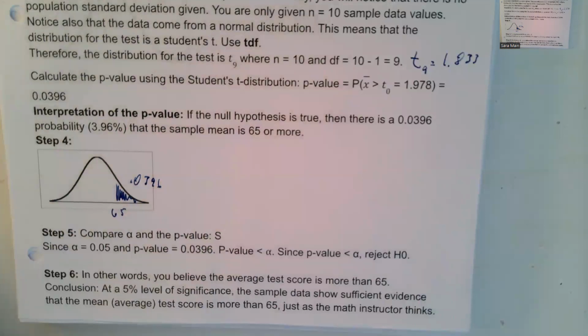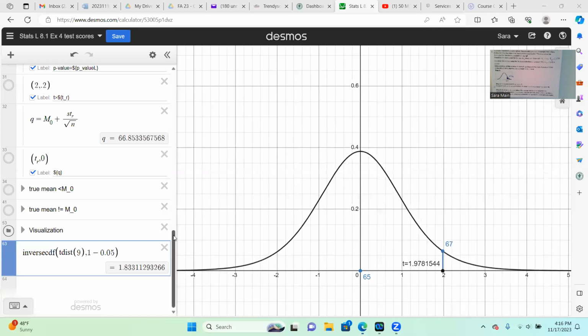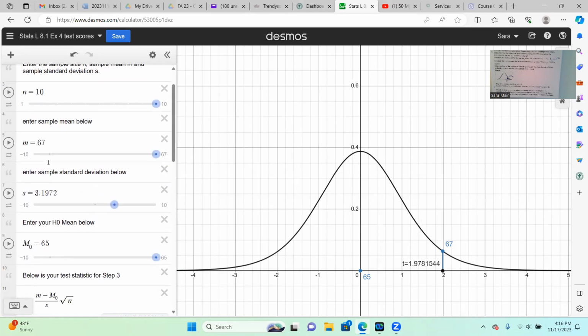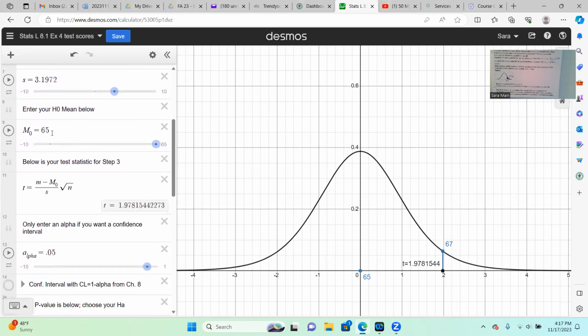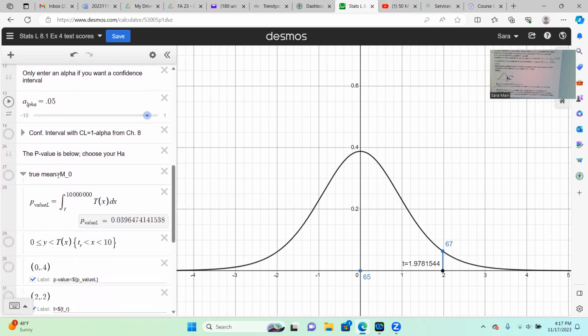Now I'm going to show you in the program. If you go to the Desmos program for means, if you click on this example in Canvas, you could just save this and then reuse it. Only use this when the population standard deviation is unknown, and this is for sample means. I put in my sample size of 10, the sample mean of 67, our sample standard deviation 3.1972, and the H0, which is 65. It gave us our test statistic, 1.978, and I changed our alpha to 0.05.